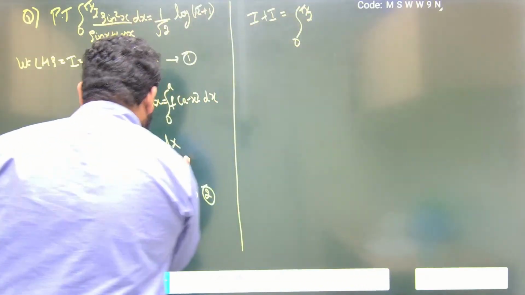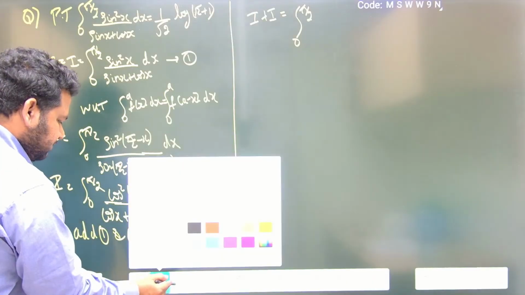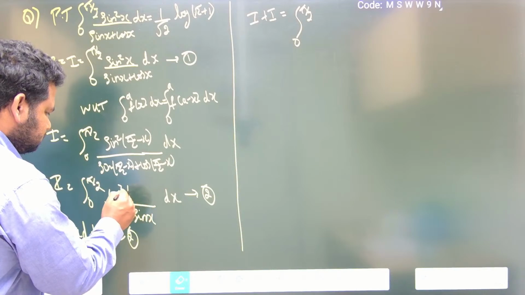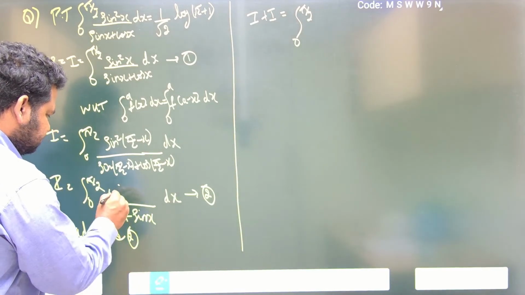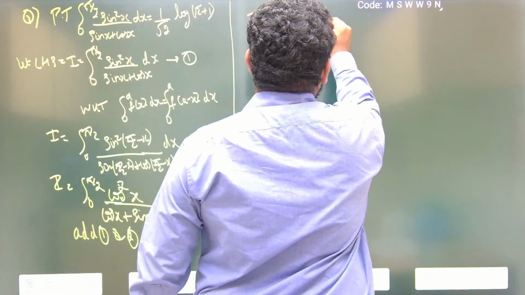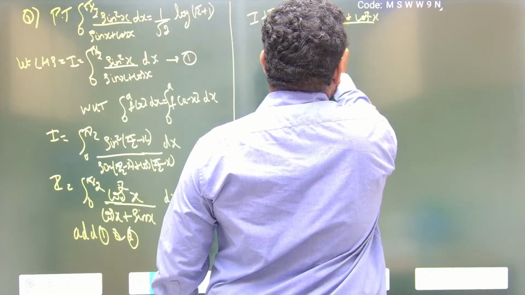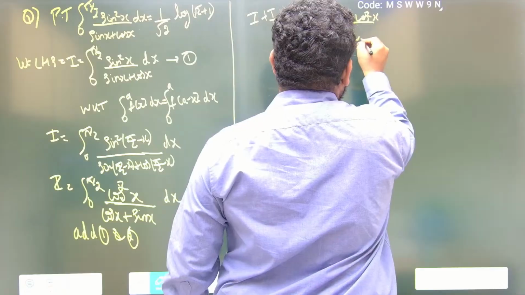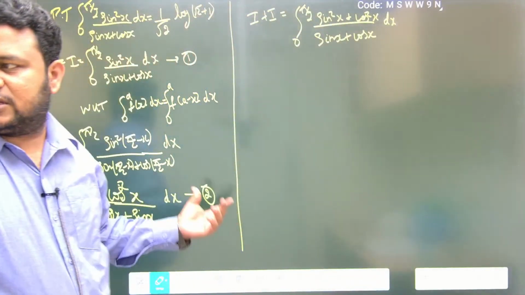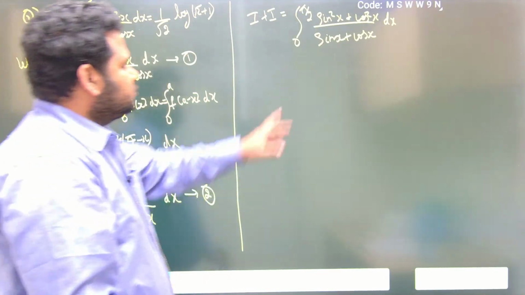So the first numerator is sin square x and the second is cos square x. So this will become the integral of 0 to pi by 2 of sin square x plus cos square x divided by sin x plus cos x, dx. Why? Because the denominator is the same: sin x plus cos x. So see here, this is what we have.